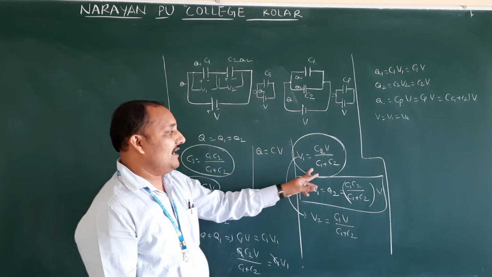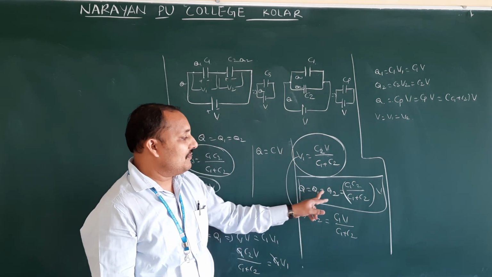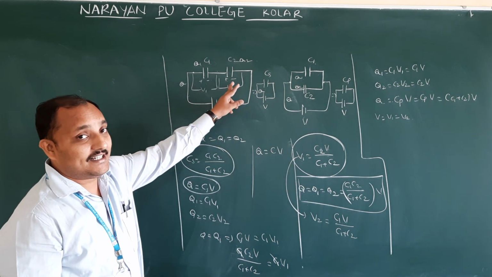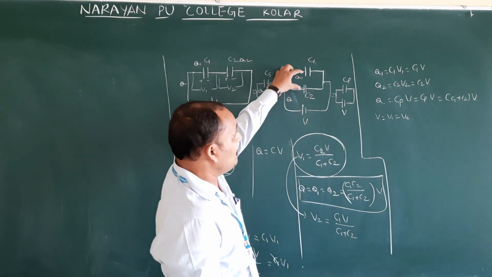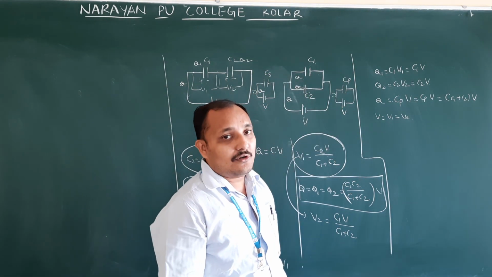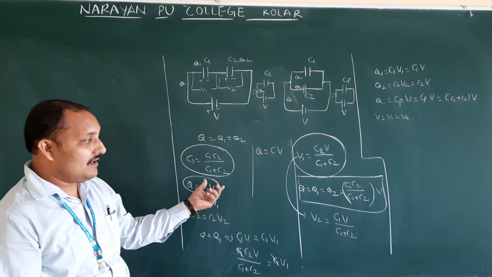Therefore, be careful. We can write V1, V2, V3 and Q1, Q2, Q3 for three capacitors connected in series. Now, when three capacitors are connected in parallel, Q1, Q2, Q3 we can also write. That is simple, but for the series one you have to follow a simple logic.